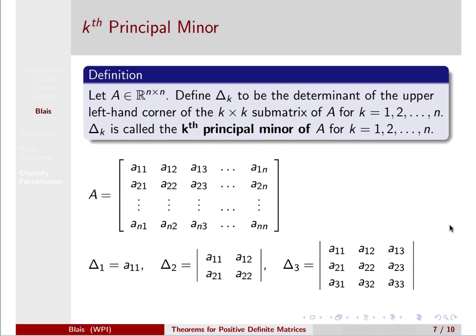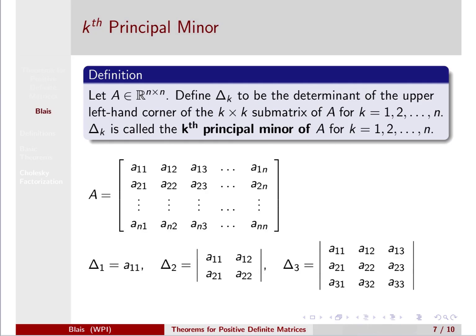We have a couple other characterizations of symmetric positive definite matrices. The first deals with the kth principal minor. If A is a square real matrix, we define delta K to be the determinant of the upper left-hand corner K by K submatrix of A for K going from 1 up to n. Delta K is called the kth principal minor of A.